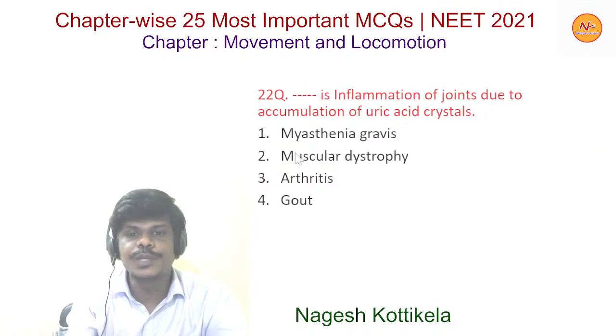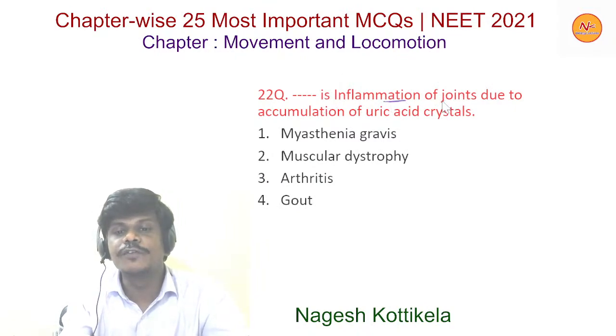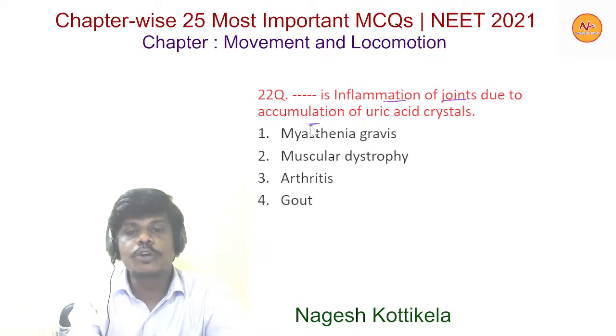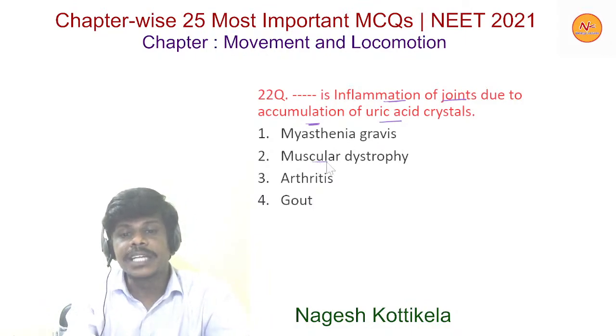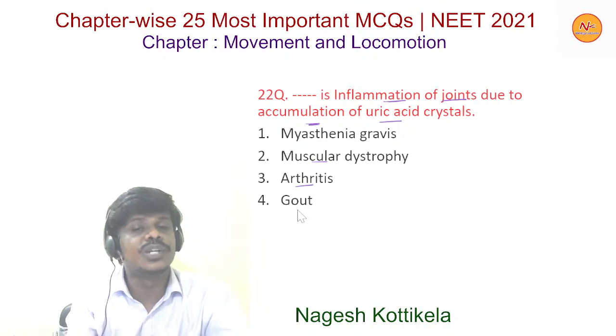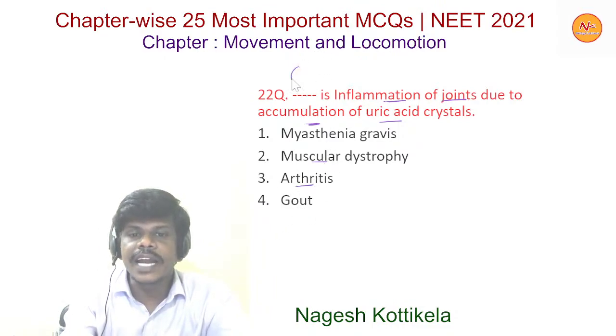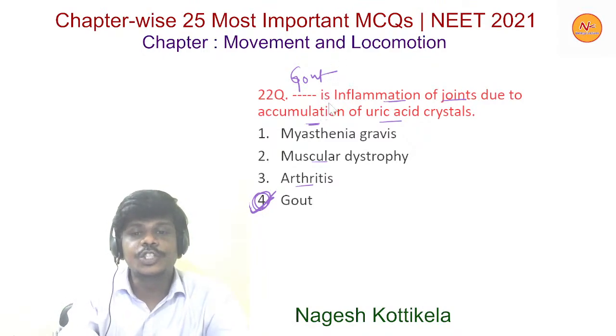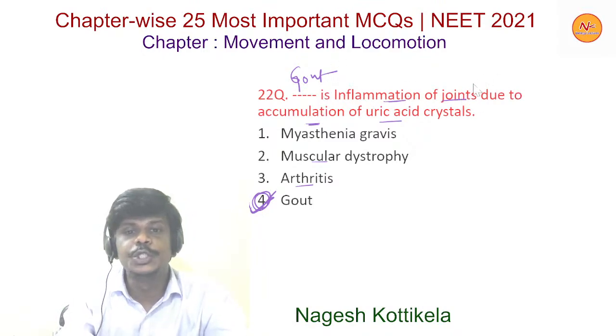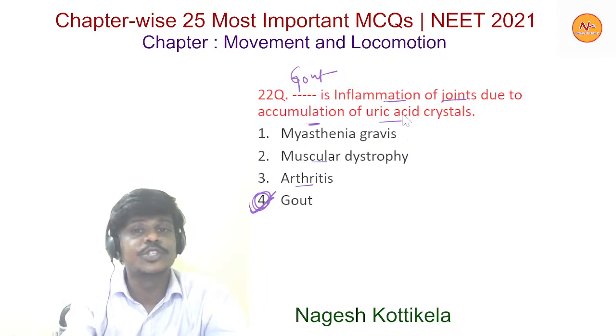Now moving to the next question, question number 22. Dash is inflammation of joints due to accumulation of uric acid crystals. Option 1, myasthenia gravis. Option 2, muscular dystrophy. Option 3, arthritis. And option 4, gout. And here the right option is gout. So the fourth option is the appropriate option. Gout is inflammation of joints due to accumulation of uric acid crystals.